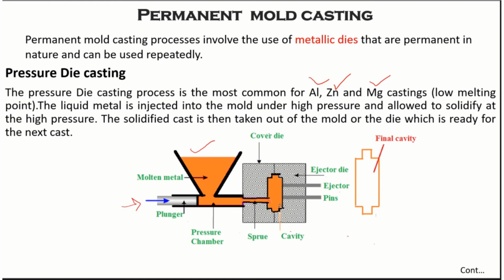it is made to solidify over a time. Once the cast is solidified in the cavity, it is taken out from the mold. Once it is taken out, the die can again be used to produce the next casted product. So this is the operation of permanent mold casting.